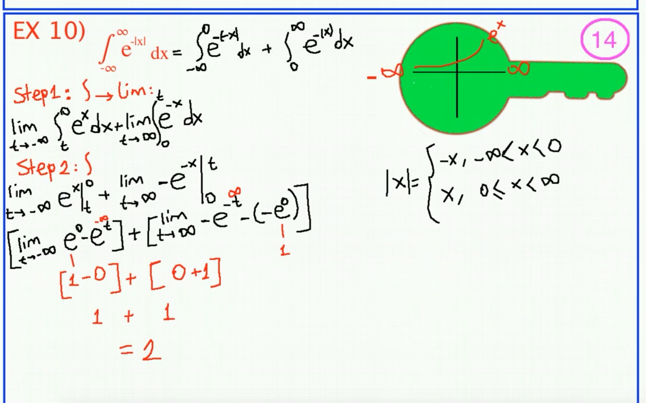So 2 is a finite value, so our integral of e to the negative absolute value of x from negative infinity to positive infinity converges to 2. So this is convergent. Whenever you have a finite value, your integral is convergent. Whenever you have positive infinity or negative infinity, or the limit is undefined, then your integral diverges.